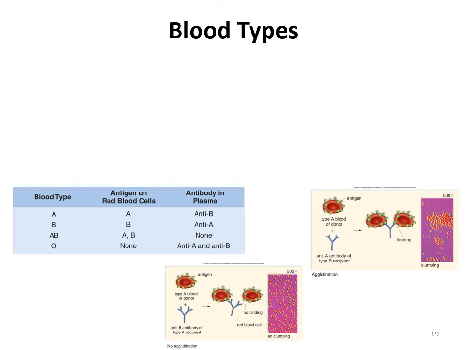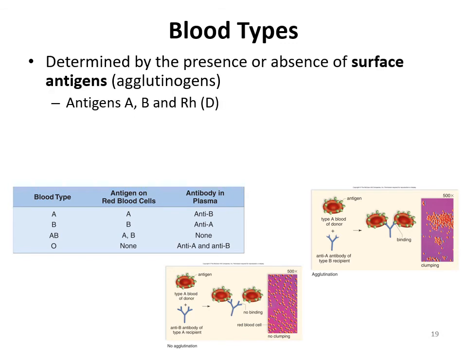Now, the last point I want to make is about blood types. Your blood types are determined by the presence or absence of what are called antigens or agglutinogens. Okay? These can be A, B, or a special additional factor called the Rh factor. You also have antibodies in your blood, which are called agglutinins.